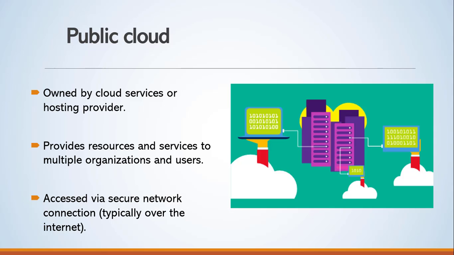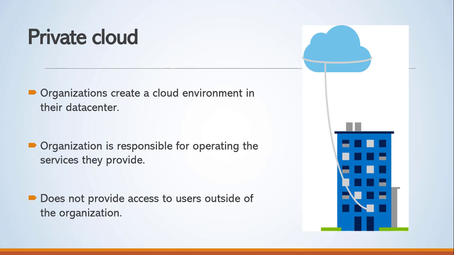So now let's talk about public cloud. The environment that we were talking about is a private cloud, which is on-premises. Here you can see organizations create a cloud environment in their data center, right? They perform virtualization. They want to use cloud capabilities over the on-premises environment. The organization is responsible for operating the services that they provide, and does not provide access to users outside the organization. It is for the people who are within the organization, right? Because it's your private cloud.